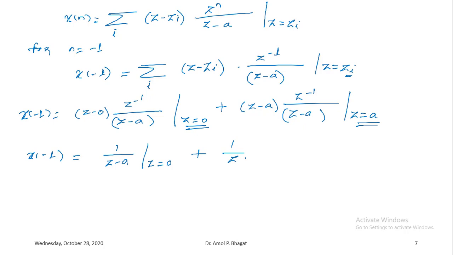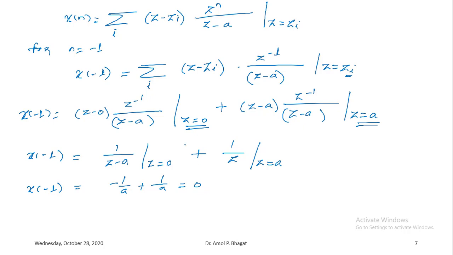1 upon z at z is equals to a. Substituting the values of z in this equation, it will be minus 1 upon a, plus, because here z is equals to 0, it will be minus 1 upon a, and here z is equals to a, so it will be 1 upon a. So if I am finding the value of x of -1, for n is equals to -1, x of -1 is 0.